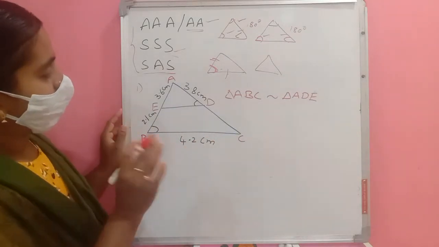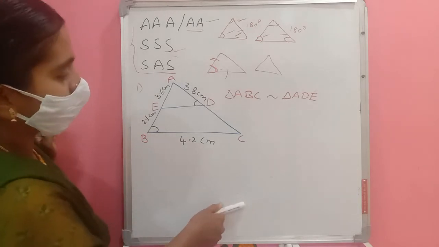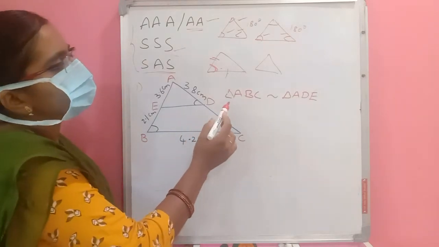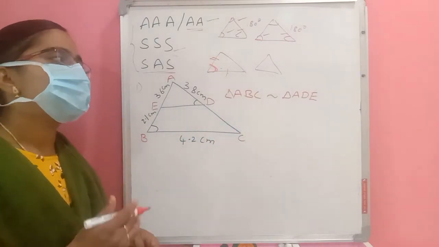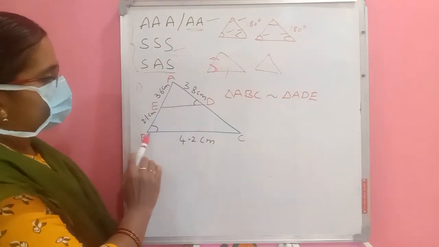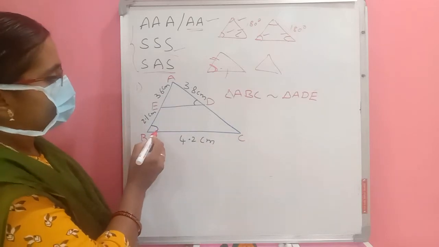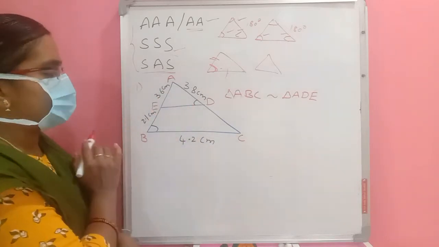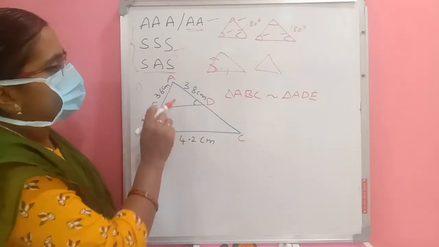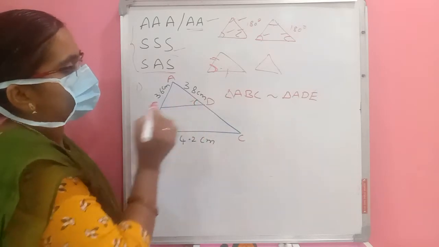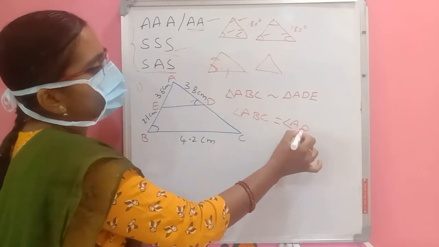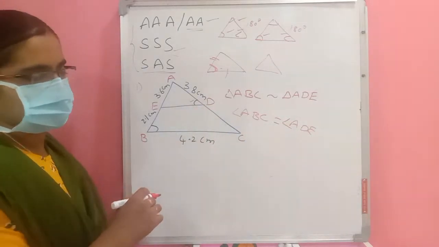If they don't give that triangle ABC is similar to triangle ADE, then we can prove it also. How? Just look here, triangle ABC. This is the triangle, and this is triangle ADE. In triangle ABC, this is one angle and that is equal to this angle in triangle ADE. Angle ABC is equal to angle ADE. They have given this in the diagram.